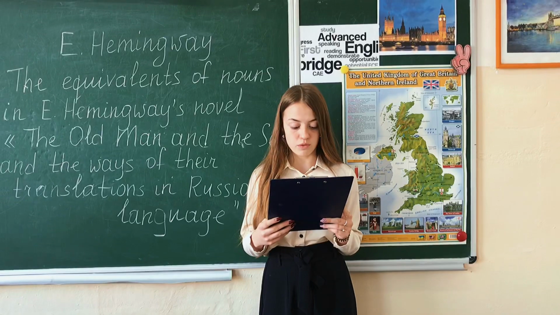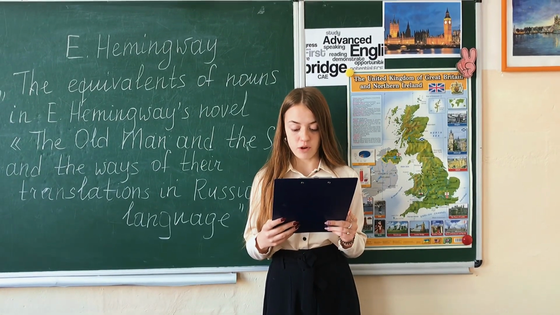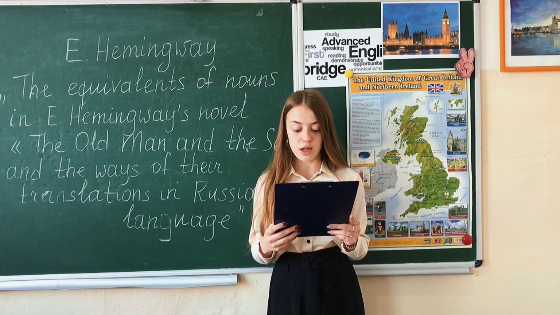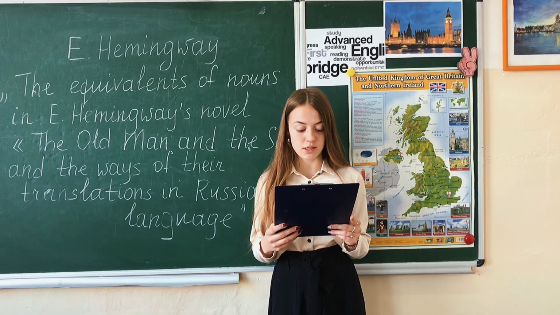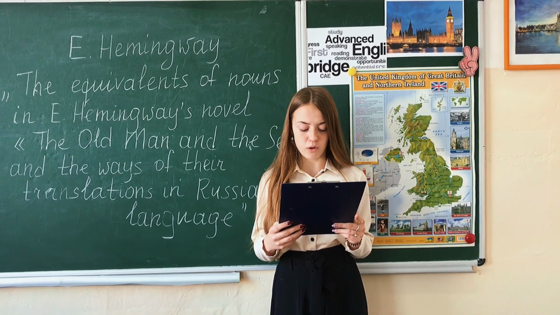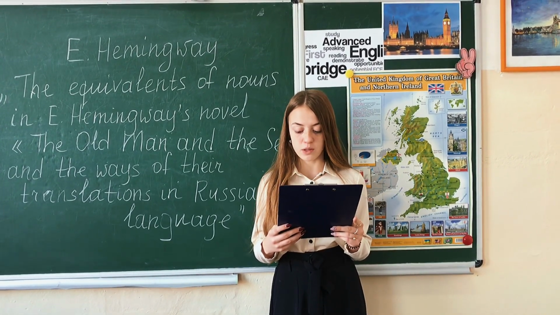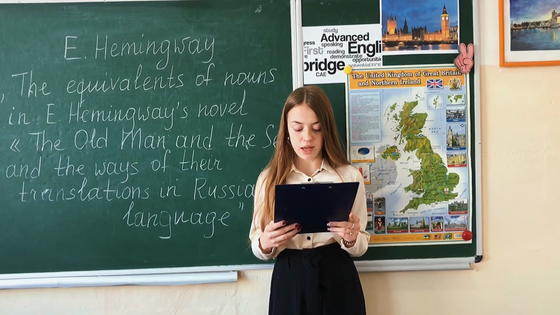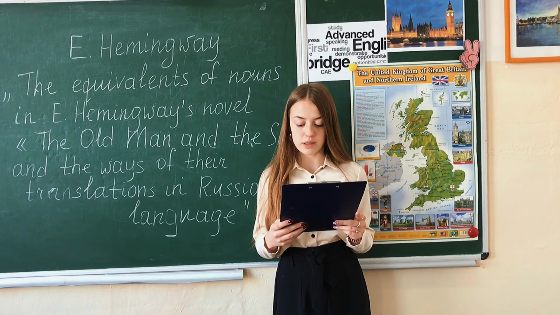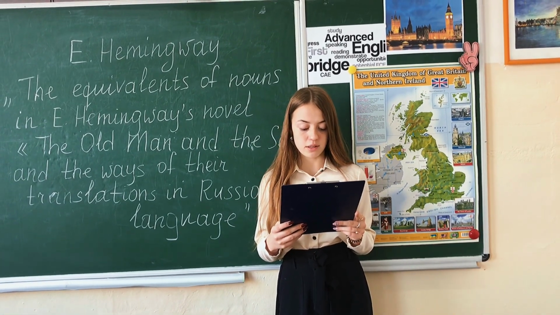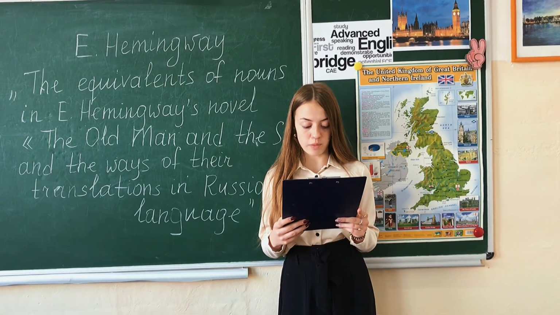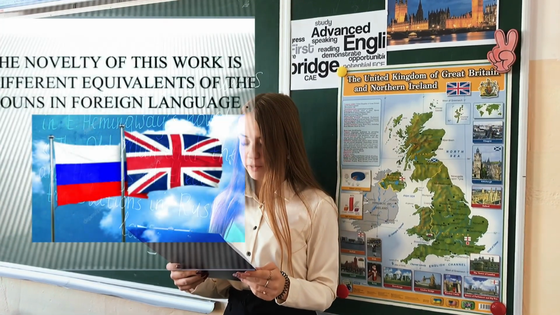This work consists of 3 chapters. The first chapter is a description of grammatical and semantic categories of English nouns and the means of their translation. In the second chapter, we get to know about the methods and ways of translating various proper names. And in the third chapter, the analysis of the translation equivalence is carried out. The analysis is carried out on the material of Ernest Hemingway's novel, The Old Man and the Sea, and its translation. The novelty of this work is different equivalents of the nouns.